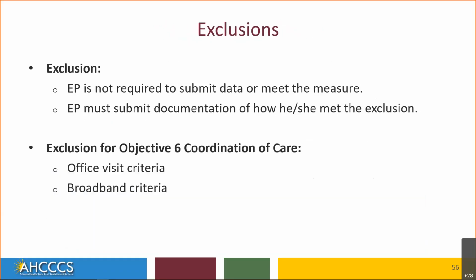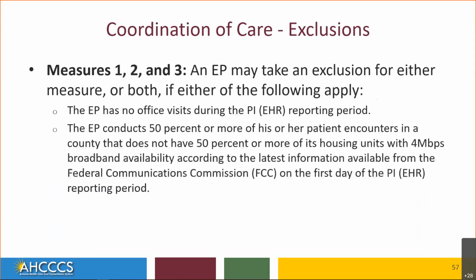Again, the EP is not required to submit data or meet the measure when claiming the exclusion. However, the EP must submit documentation for how they might meet the exclusion. The exclusions for Objective 6 are the office visit criteria and then the broadband criteria, which was discussed earlier. So the first exclusion, which is the EP has no office visits during the PI reporting period, is available to providers in Arizona. However, the second exclusion, which is the broadband availability, is not available to providers in Arizona.